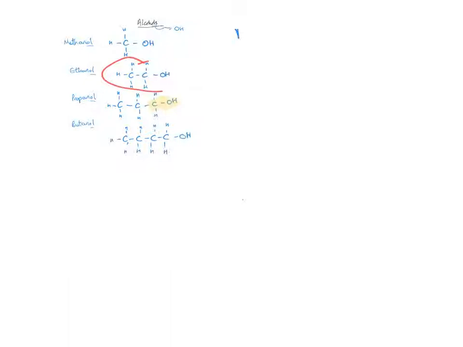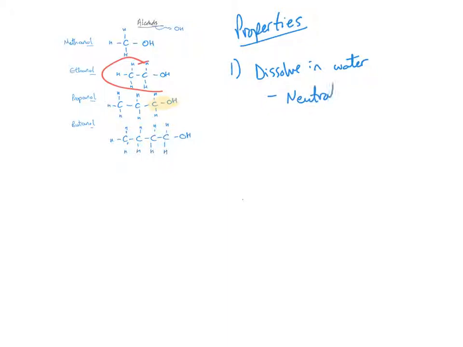So now let's talk about some of the properties of alcohols. So the first property that we need to know is that they dissolve in water. For example, ethanol, to make an alcoholic drink, ethanol dissolves really well in water, and when it does dissolve, it forms a neutral solution.